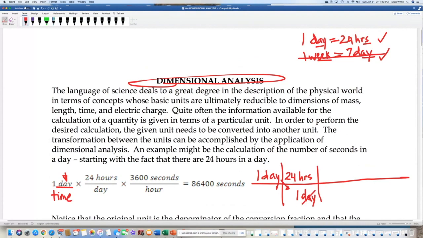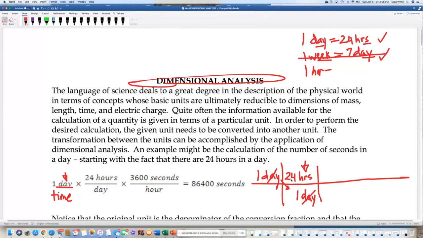Okay? I cancel this and this, but I'm not done. I'm now at 24 hours. At 24 hours, the next move is you need to find a conversion with hours in it because we have to keep going until we get to seconds. There's no seconds right now. So I remember, 1 hour is 60 minutes.